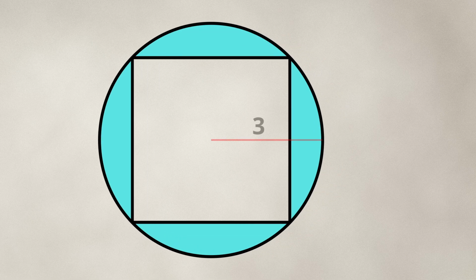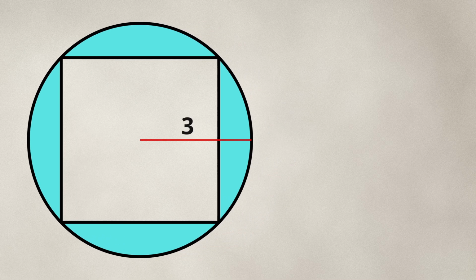So, you've got a circle, and there's a square sitting right in the middle of it. You need to find this blue shaded area, the part that's inside the circle but outside the square. If you want to give this a try, then please pause the video now.